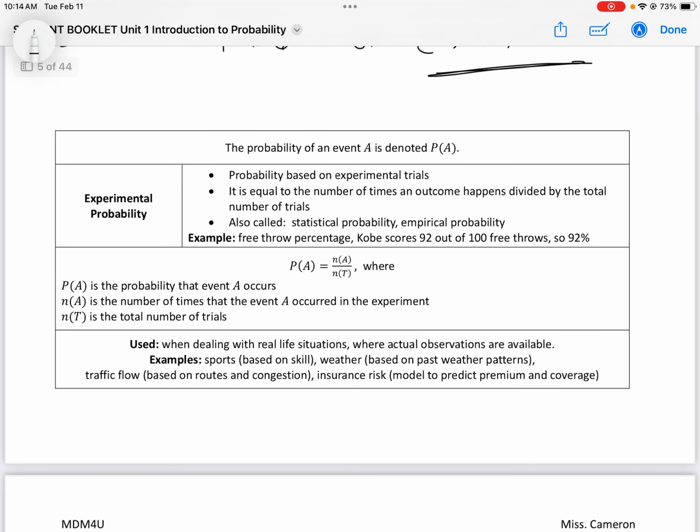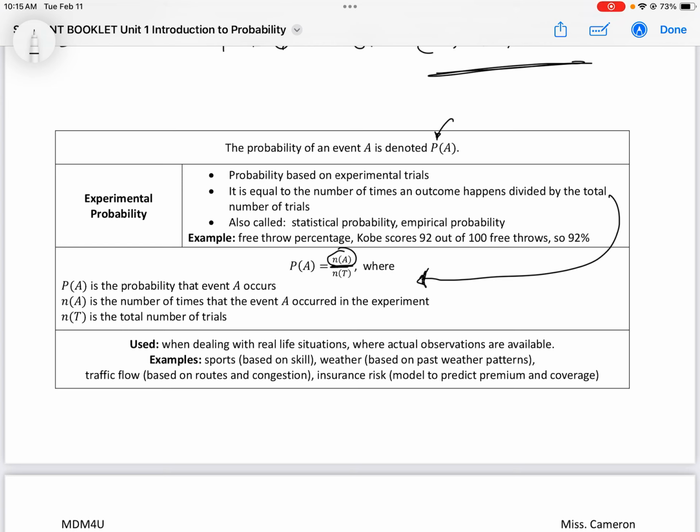The probability of an event A is denoted P(A). So this is going to be a capital P for probability. When we're talking about experimental probability, it's a probability based on actual trials. It's equal to the number of times event A happens divided by the total number of trials. This is often in university or other textbooks called statistical probability or empirical probability. For the scope of this course, I usually stick to experimental probability.